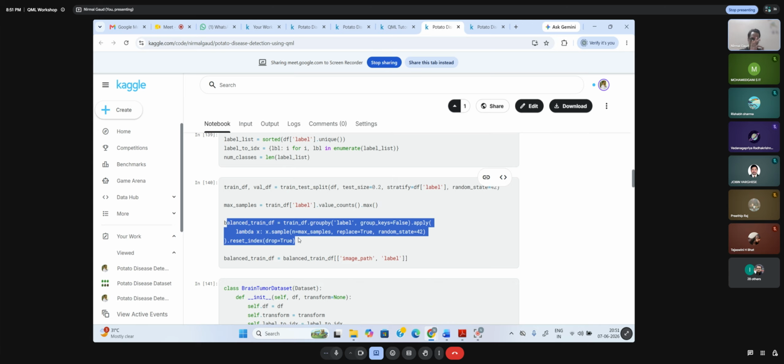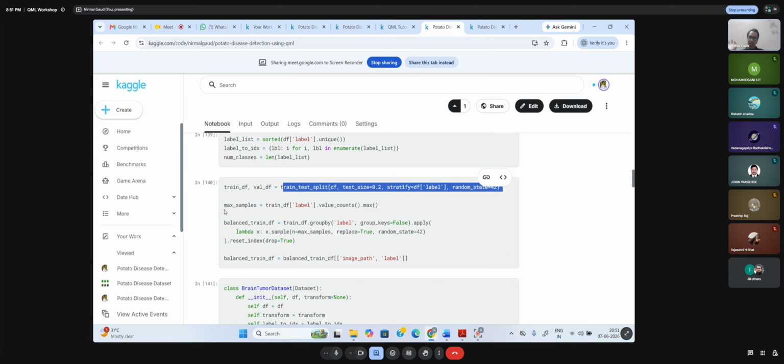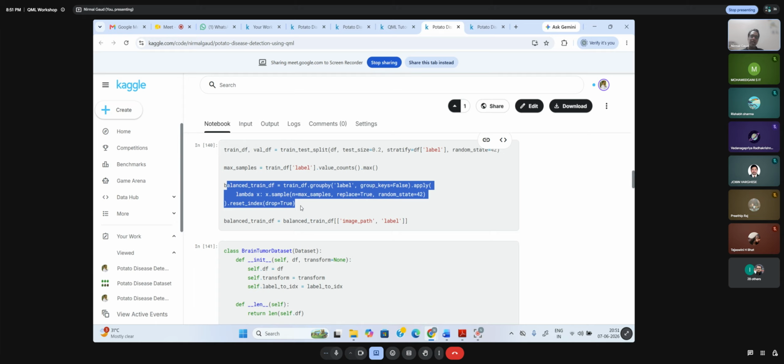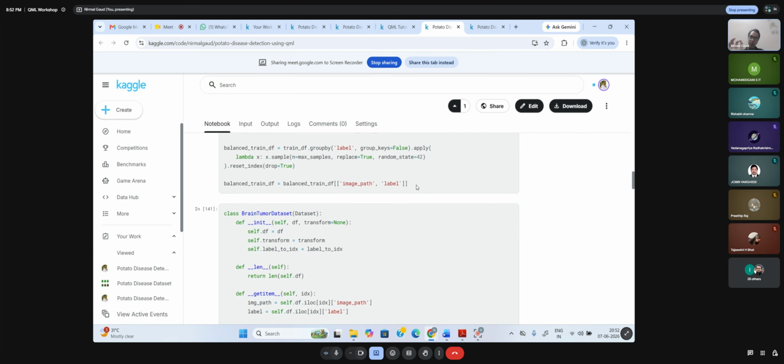So first split your imbalanced data. Whatever my data frame is, I have split it. Then I find the maximum number of samples in the training set, and then I balance by random sampling. Whatever the minority class is will become equal to the majority class by doing replacements, duplication, and the number gets increased. It's a random sampling, and the balanced data frame is created. Remember this: if you don't do this, there will be data leakage, and at the end your model will become overfitted. Remember.